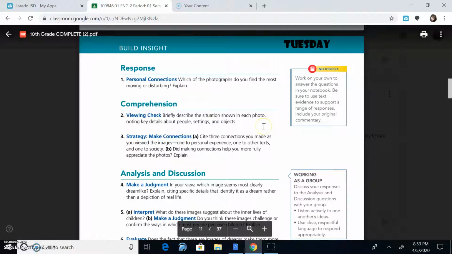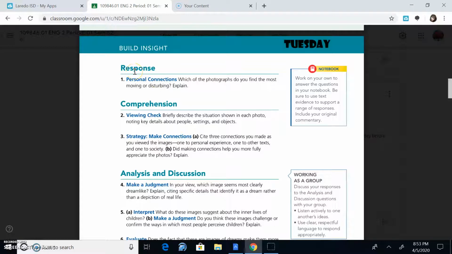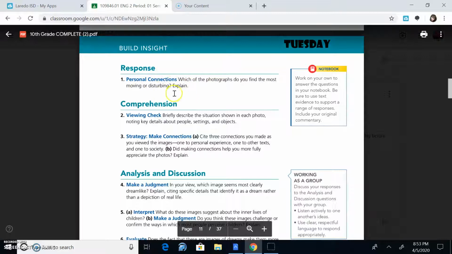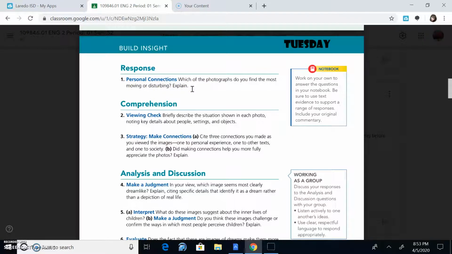as you are looking at these photographs, number one, personal connections. So number one is your opinion. There is no right or wrong answer. It is just what your connection to the photographs was. So it says, which of the photographs do you find the most moving or disturbing? Explain. Did one of the photographs catch your attention the most? Why did it? Did you find a photograph maybe spooky or disturbing? If so, which one and why?